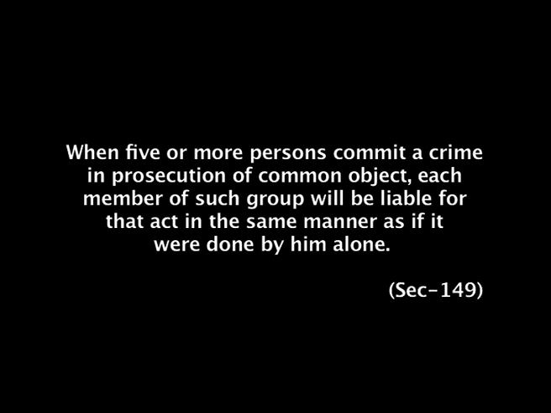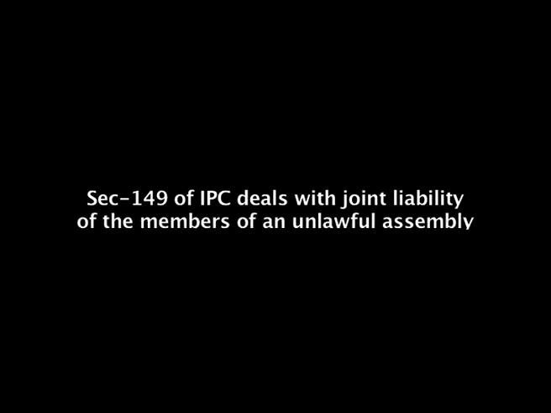Now let's move on to common object, Section 149. Section 149, like Section 34, is the other instance of joint liability. Section 149 creates a specific offence. It reads as, when 5 or more persons commit a crime in prosecution of common object, each member of such group will be liable for the act in the same manner as if it were done by him alone. Section 149 of IPC deals with the joint liability of the members of an unlawful assembly.